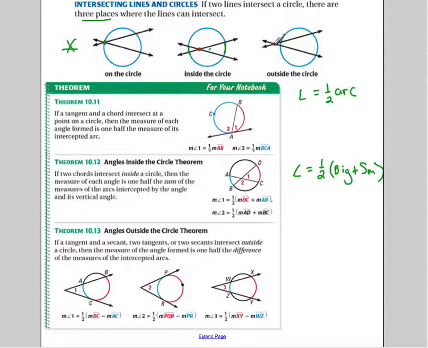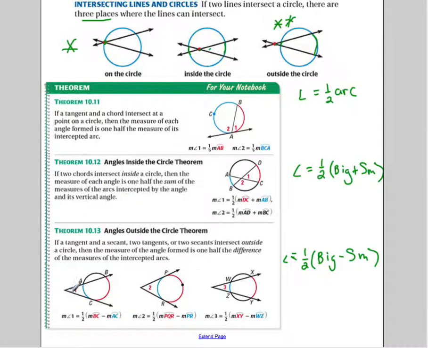The third place we can have this is outside the circle, and these are pretty tricky. I usually try to focus on these a little bit more because students have a hard time seeing these. You'll notice that with these, they intersect two places. There's a small arc and there's a big arc. So very similar, the angle equals 1/2 the big arc minus the small arc this time. So this is going to actually be a subtraction where the other is an addition.